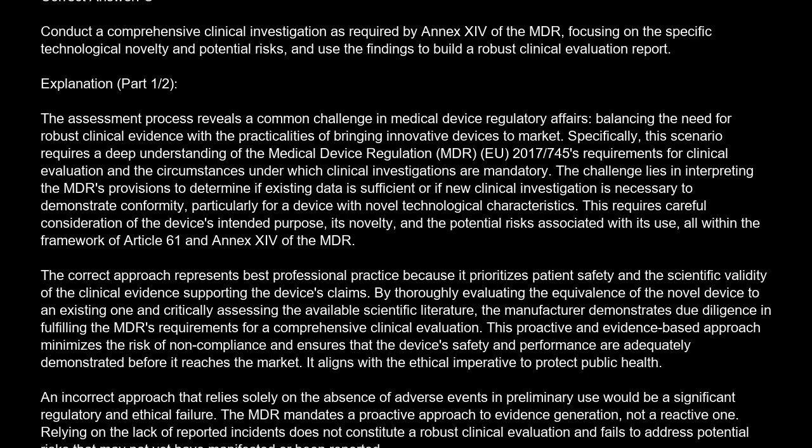The correct approach represents best professional practice because it prioritizes patient safety and the scientific validity of the clinical evidence supporting the device's claims. By thoroughly evaluating the equivalence of the novel device to an existing one and critically assessing the available scientific literature, the manufacturer demonstrates due diligence in fulfilling the MDR's requirements for a comprehensive clinical evaluation. This proactive and evidence-based approach minimizes the risk of noncompliance and ensures that the device's safety and performance are adequately demonstrated before it reaches the market. It aligns with the ethical imperative to protect public health.